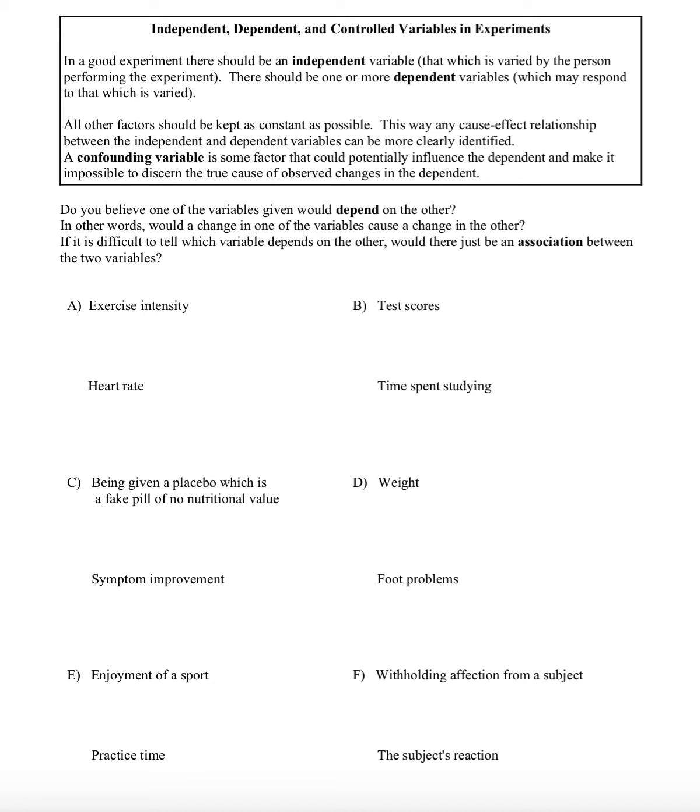A confounding variable would be some factor that could potentially influence the dependent and make it impossible to discern the true cause of the observed changes that we see in the dependent variables.